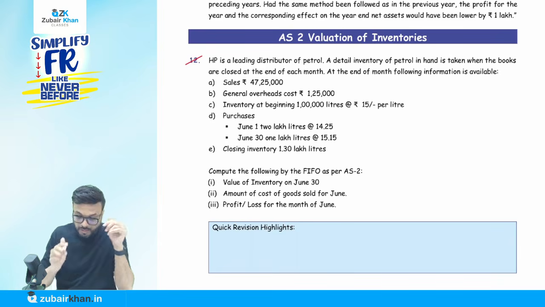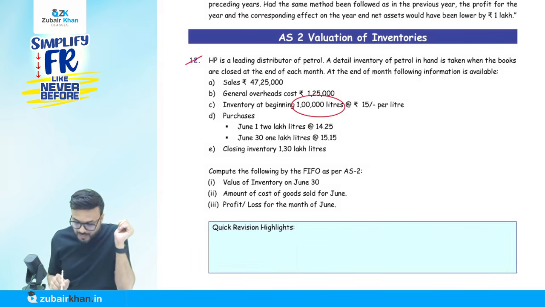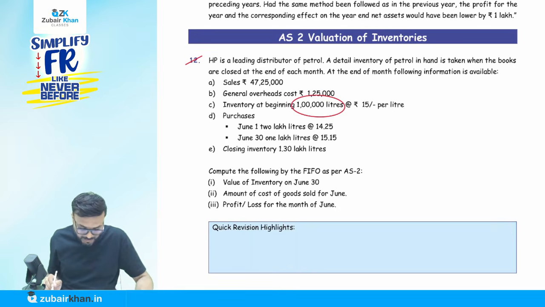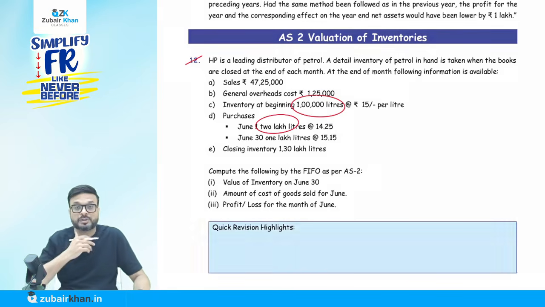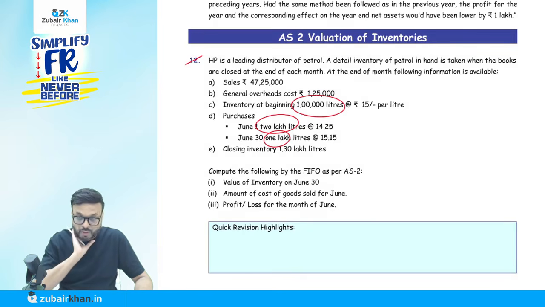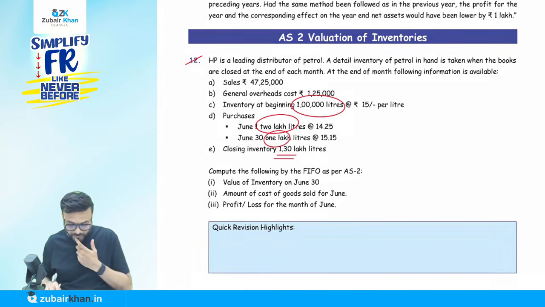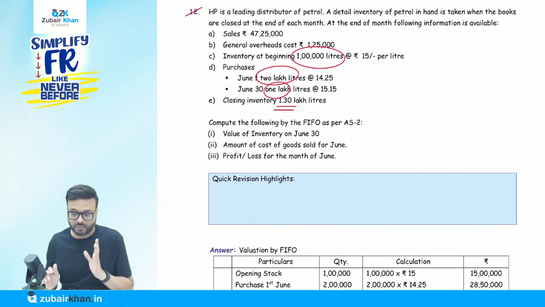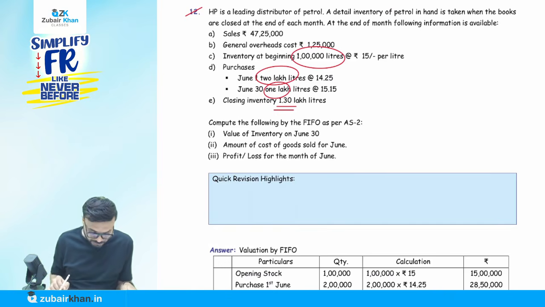Inventory at the beginning: 1 lakh liters at rupees 15 per liter. Purchase on June 1st: 2 lakh liters at the rate of rupees 14.25, and on June 30 they again purchase 1 lakh liters at the rate of 15.15. The closing inventory is 1.3 lakh liters. Now compute the following by FIFO as per AS 2: the value of the inventory, then the cost of goods sold, and the profit or loss. Very simple.